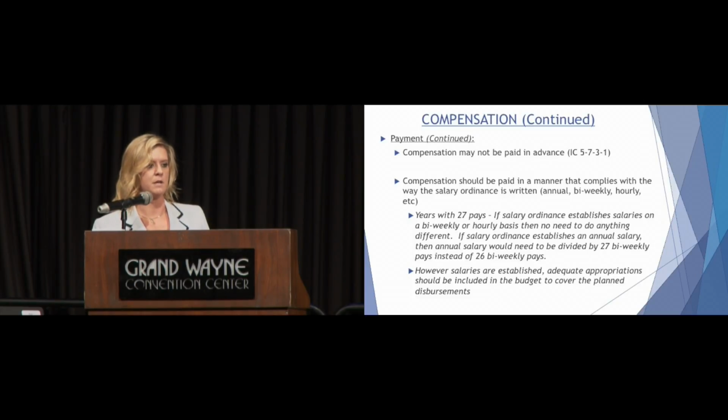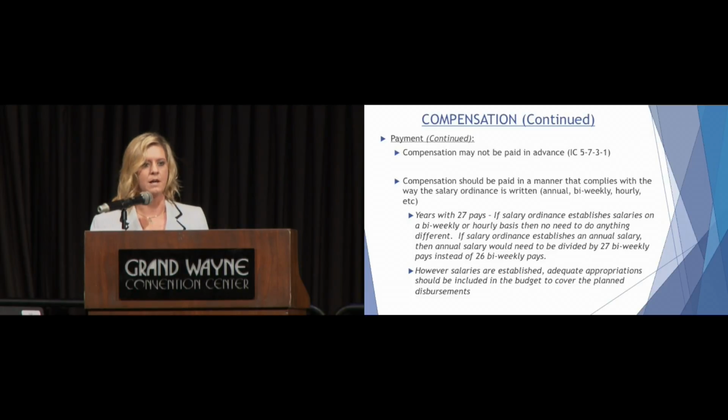Typically, if you've got it set at biweekly salaries, you'll multiply that times 26, and there's your budget for the year. Well, in this case, you're going to have to multiply it times 27, and there's your budget. So that's the consideration on the budget side.